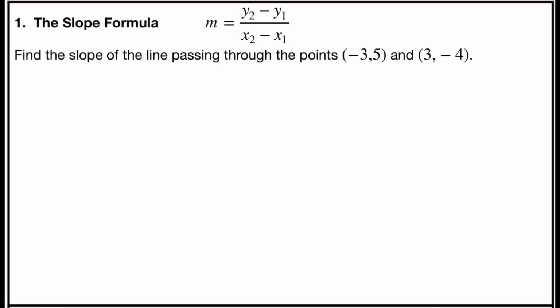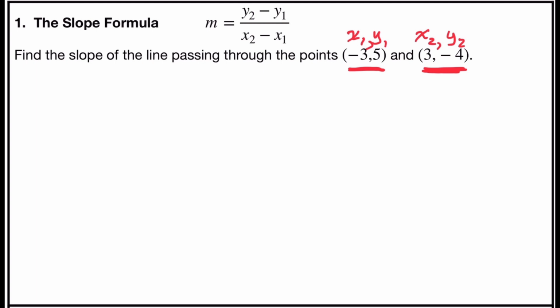So I'm going to label my first point, which I will use negative 3, 5. So my first x coordinate is negative 3, and my first y coordinate is 5. And I'm going to call 3, negative 4 the second point. So my second x coordinate is 3, and my second y coordinate is negative 4.